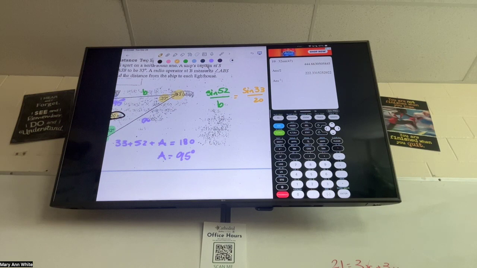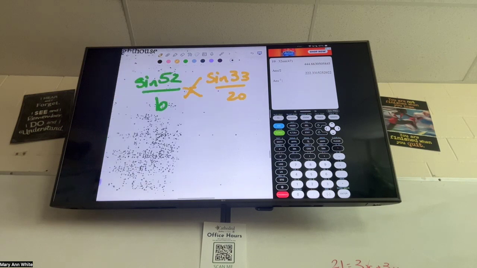So we'll pause and we'll solve that really quick. So I'm going to cross multiply just like we were practicing yesterday. So b sine of 95 equals 20 sine of 52.